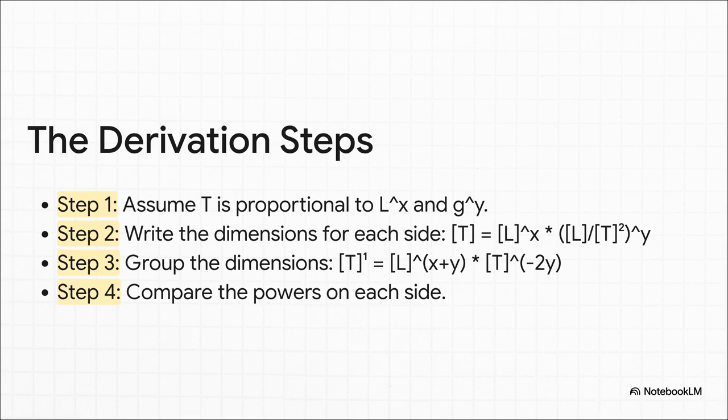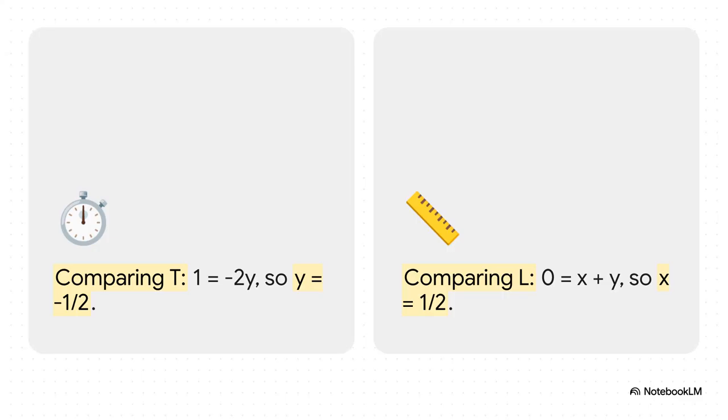Okay, so here's the game plan. First, we just say that the time period t is related to the length raised to some unknown power x and gravity raised to some other unknown power y. Then we just translate that into the language of dimensions. On the left, we have the dimension of time, and on the right, we have a mix of length and time dimensions from our L and G. Now, here's the trick. For this whole thing to make sense, to be grammatically correct, the powers for each dimension have to be the same on the left and the right.